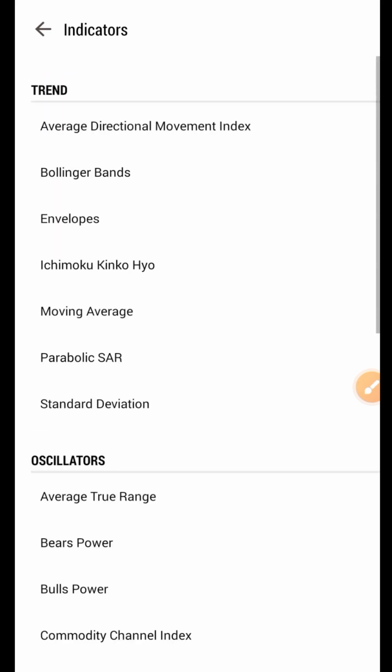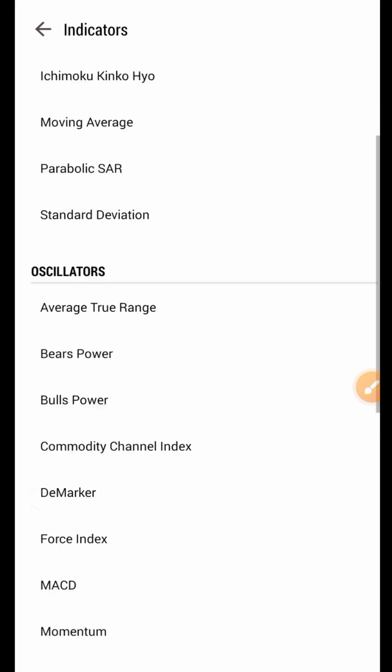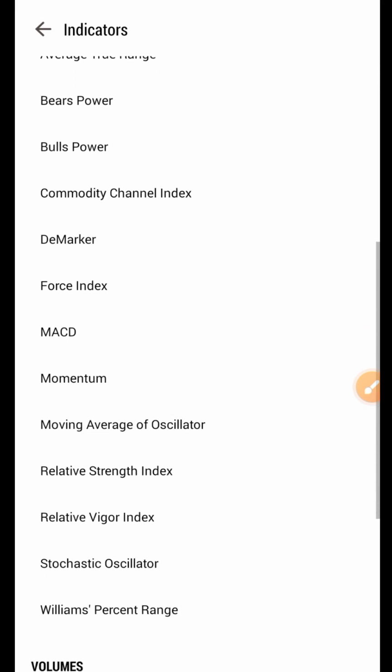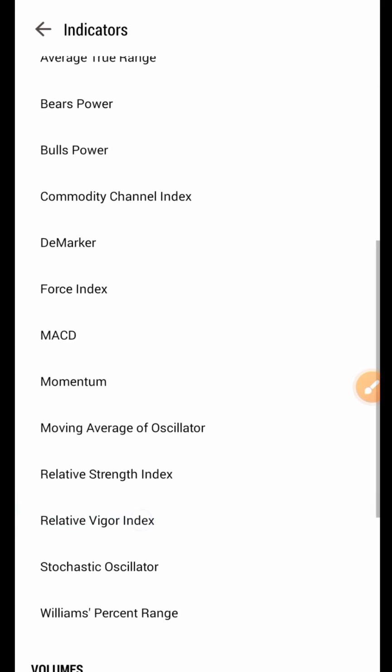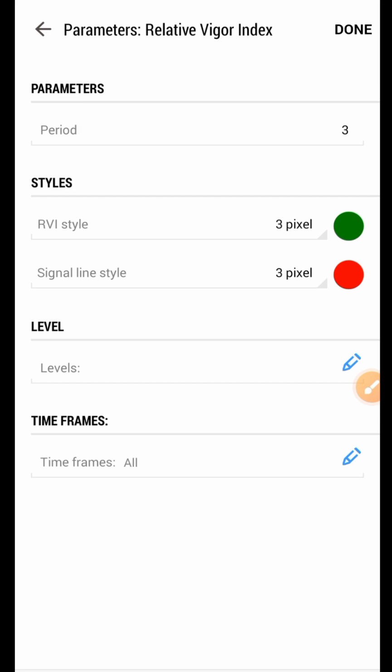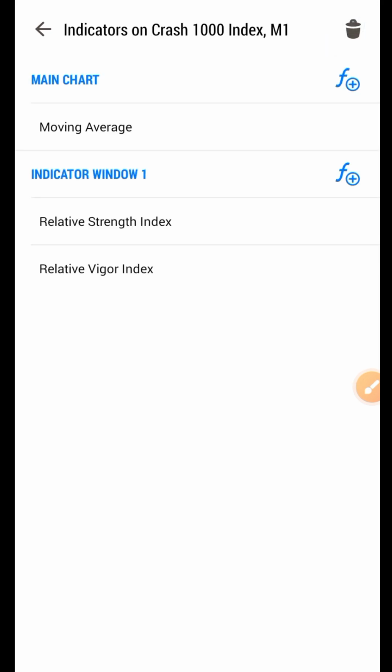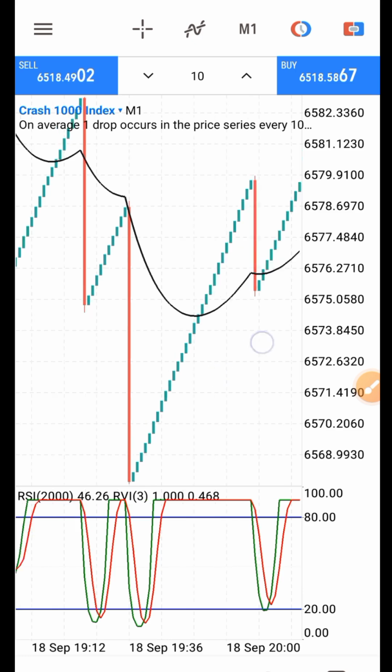Then the last indicator is the relative figure index, which is this. You can see it here. It's just like the relative strength index, to determine when the market is overbought and oversold. So you understand? Just add this third indicator, leave the settings like this, period 3. Then click on done after that. Now go back to your chart. You should be able to see this.